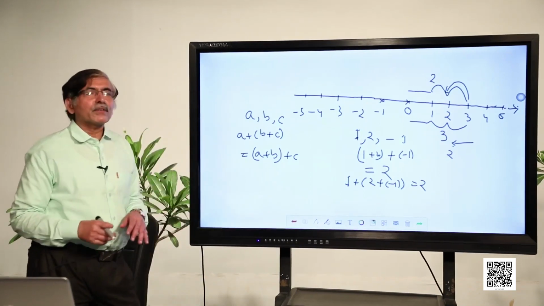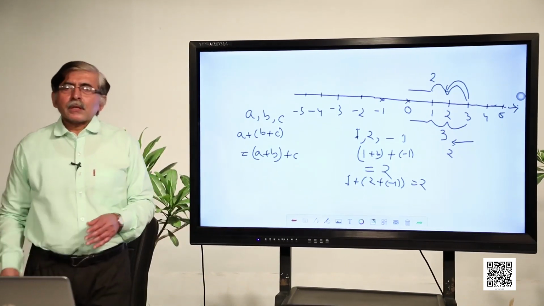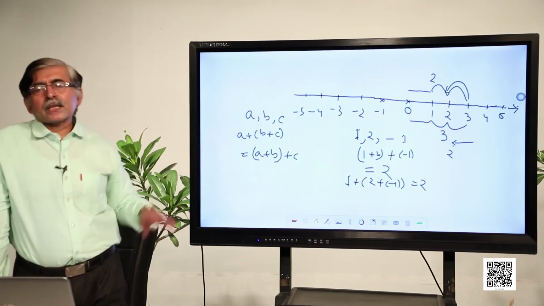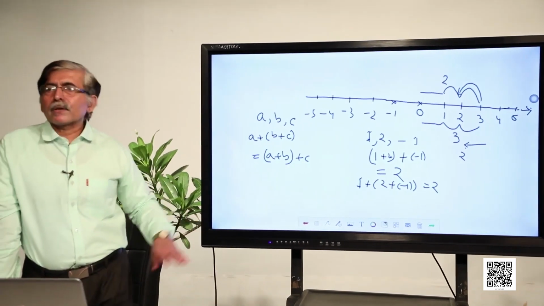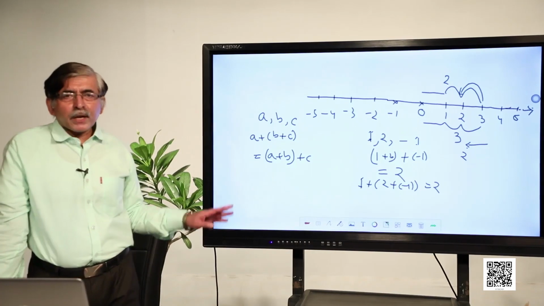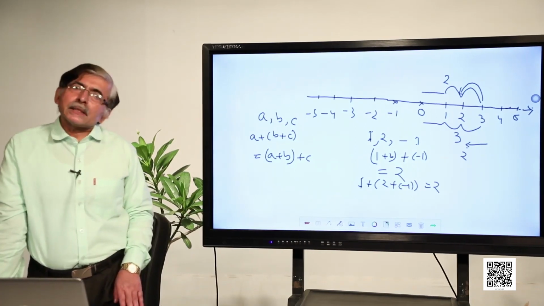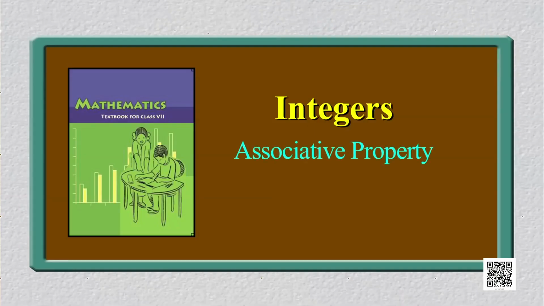So, in case of integers, dear students, you can take any 3 numbers, different numbers at different times, and you can verify and you will get the same result. So, this is about the associativity property.